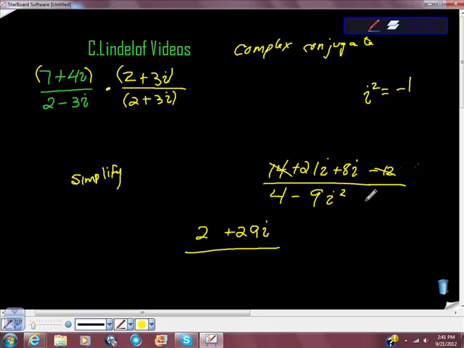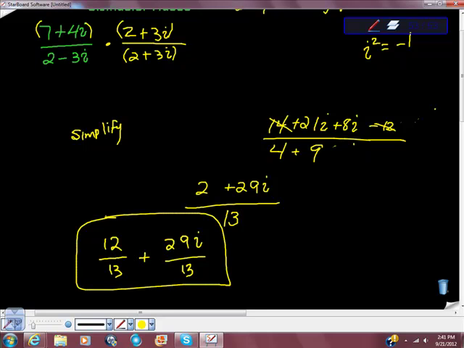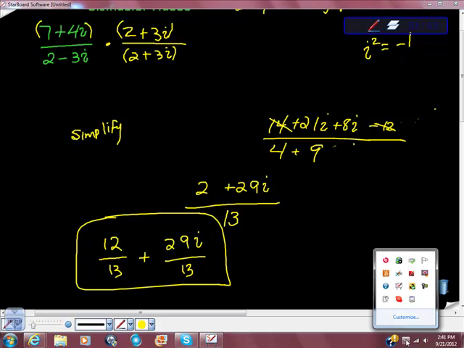And we're going to do the same thing down here, right? We're going to say that our i squared that we had here is worth negative 1. Negative 9 times negative 1 is positive 9. And so this turns into 13. Now all we're going to do is break this thing out just a little bit. And we're going to get 12 over 13 plus 29i over 13. And there's our solution. All right? This is not especially simple, but you can definitely do this. So take your time and be patient with yourself. All right? Good work.